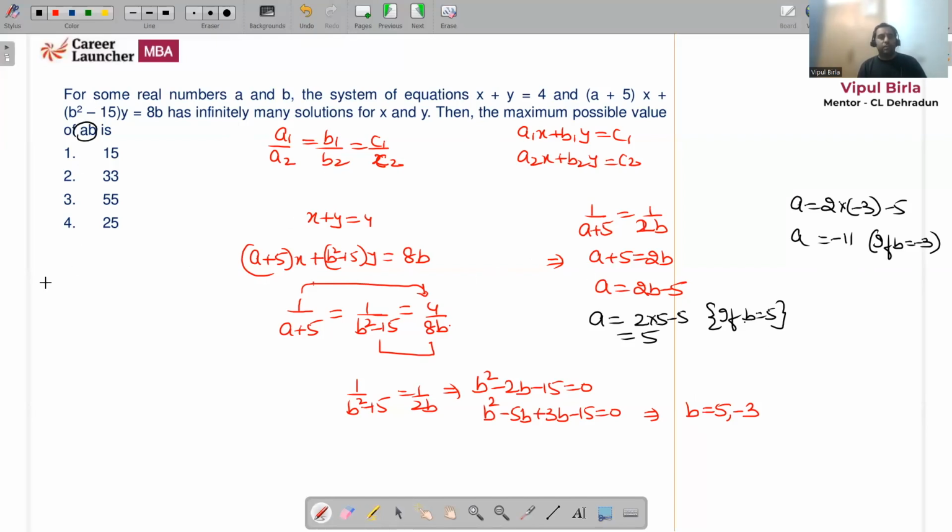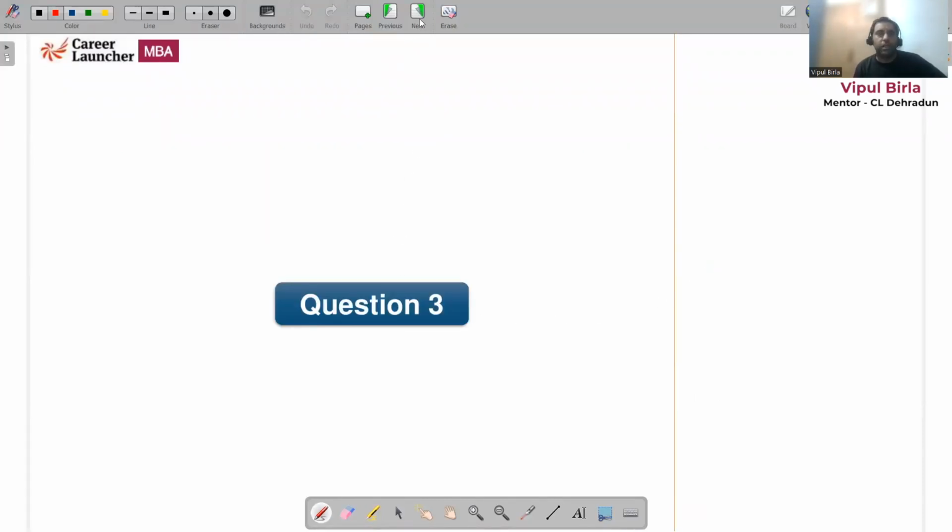So in the first case, a into b will become 5 into 5, which is 25, while in the second case, a into b will become minus 3 into minus 11, which is coming out to be 33. So 33 is the largest, and therefore option number 2 is my answer. Pretty straightforward. Let's look at question number 3.